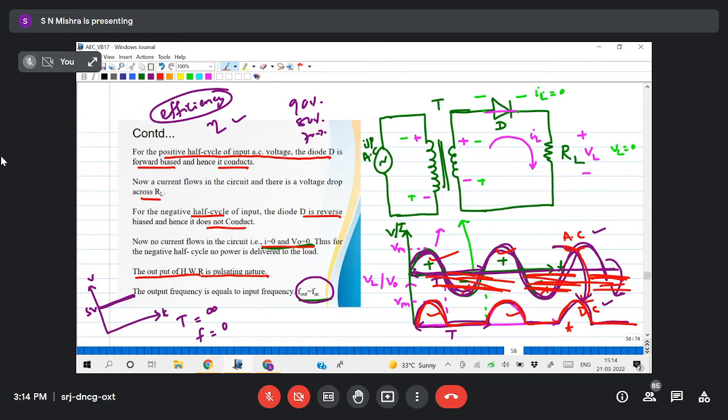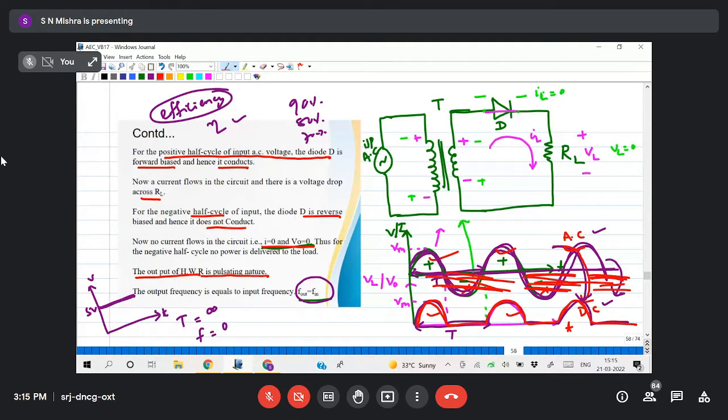You have not heard the term ripple? Yes, sir. Ripple means wave-like thing. So when you go to the seashore, you see the waves, or you can say ripple of the wave.